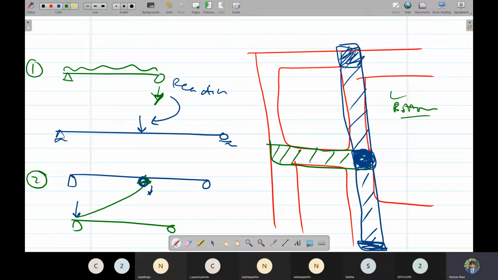Okay. Okay, so brother, this was for beams. The second is for slab. Only one method has been taught to us in this portion, and that is the ACI moment coefficients. Its procedure is simple.